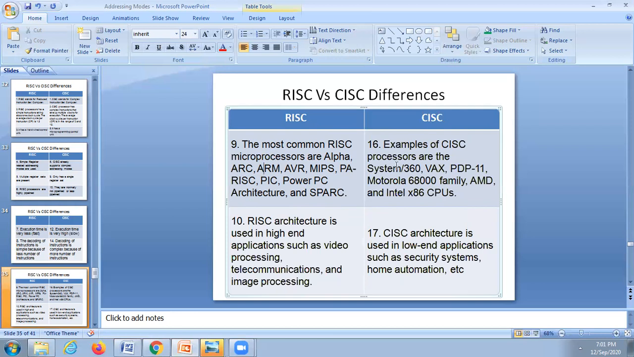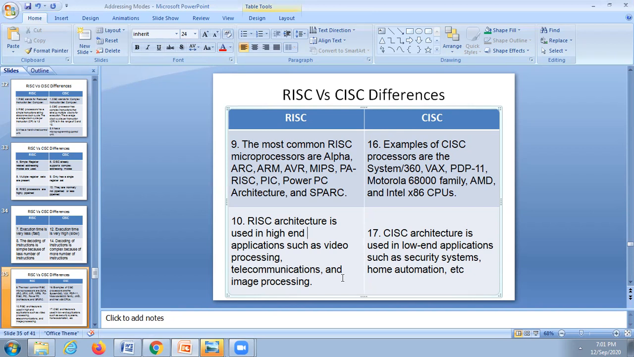Then CISC processors are these things: your Intel family, AMD, Motorola family. The RISC architecture is used in high-end applications such as video processing, telecommunications, image processing, and even space applications also. RISC processors are used in servers. At the same time, they are used in high-end applications like space processing, video processing, telecommunication, image processing, or speech processing.